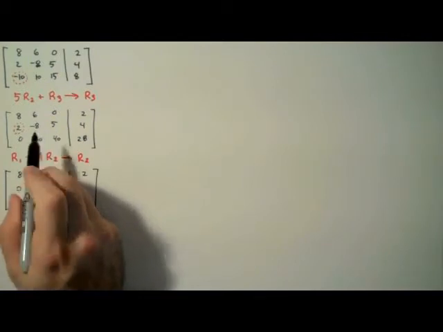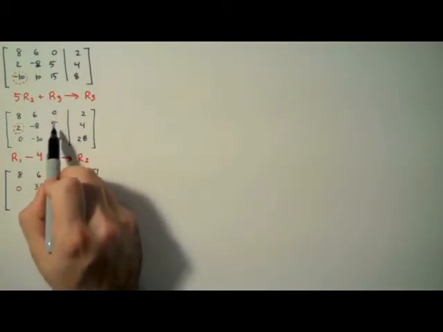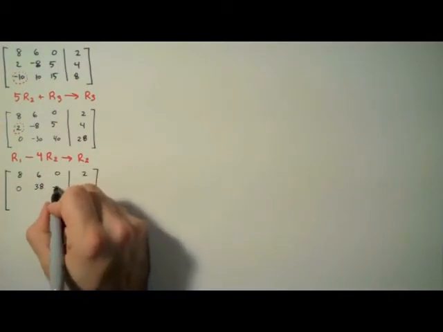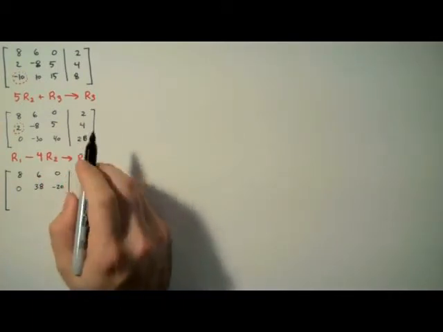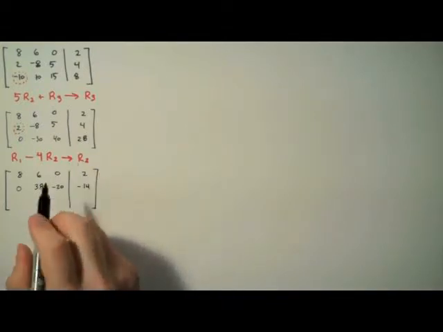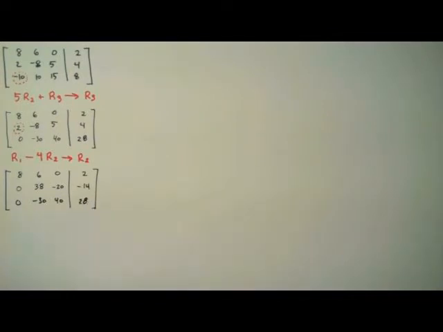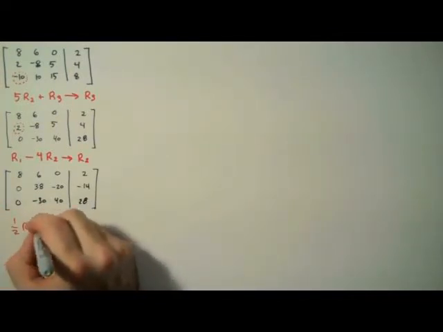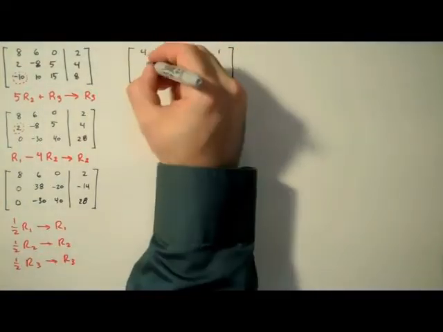6 minus 4 times -8, that's going to give us 38. 0 minus 4 times 5, that's a -20. And 2 minus 4 times 4, that's going to give us -14. And we simply rewrite the third row. Okay, now at this point all of our entries are even numbers. So we're going to do 3 steps in one, multiplying each row by 1/2.